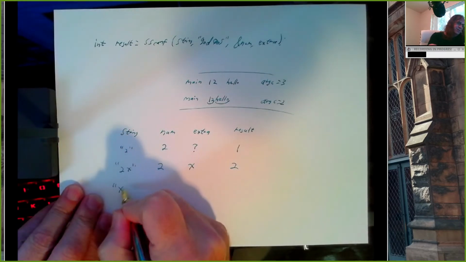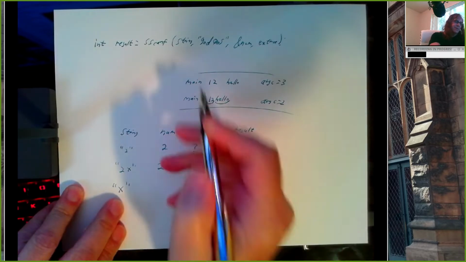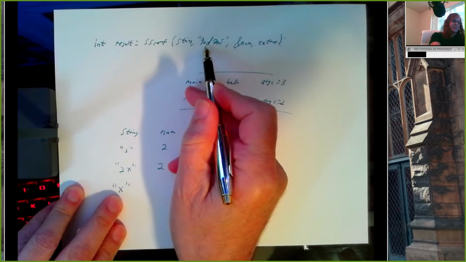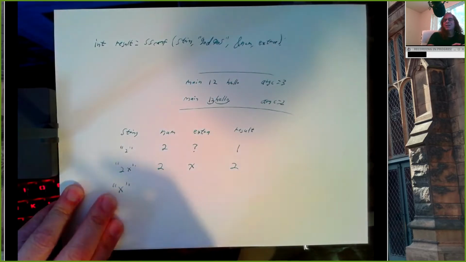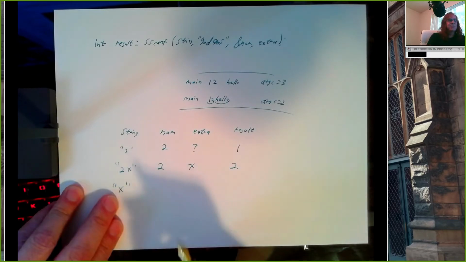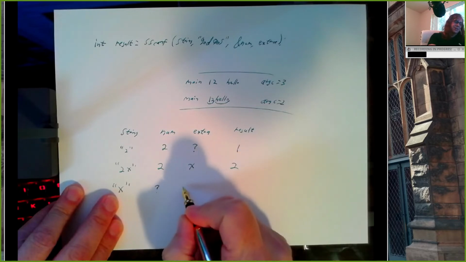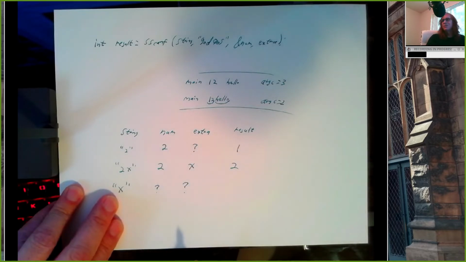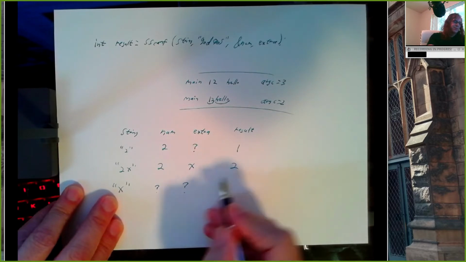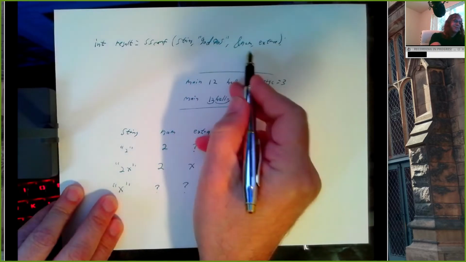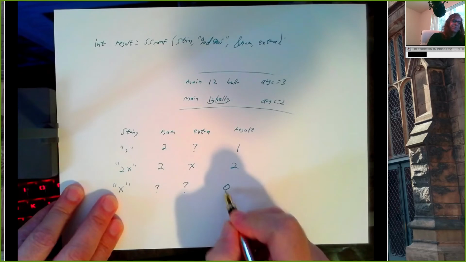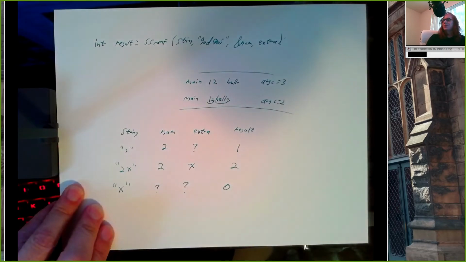If your input is just x, it looks for a %d, an integer, and it finds an x. X is not part of an integer, it's not going to do any conversion. So num is unknown because it hasn't changed it. Extra is unknown because it hasn't changed it. And what does it set result equal to? Well, how many things did it convert and store? None. So that's going to be a 0.